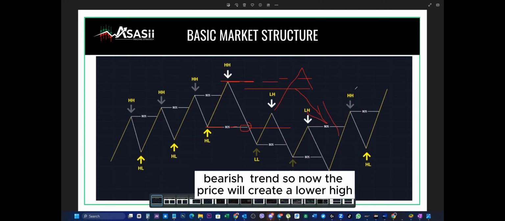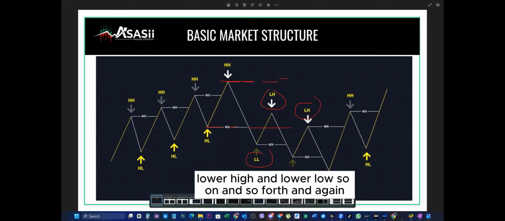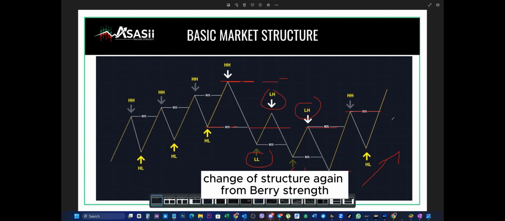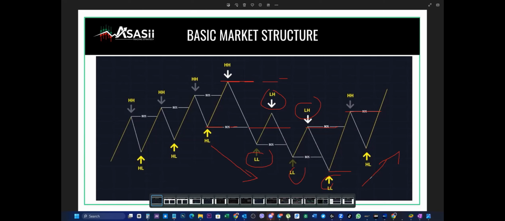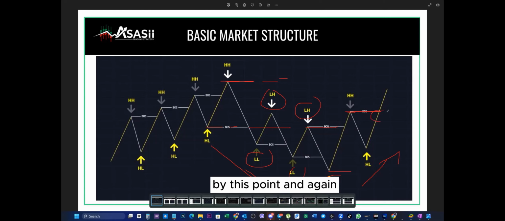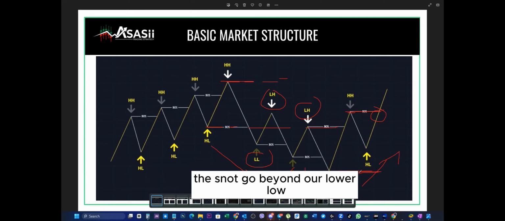Now the price will create a lower high and lower low, lower high and lower low, and so on and so forth. And again, as you can see here, there is a possibility again of a change of character. Why? There is a change of structure again. From a bearish trend, we become a bullish trend. If you can see here, the high structure has been broken by this point, and again it does not go beyond our lower low. So nag-create na again siya ng higher high.